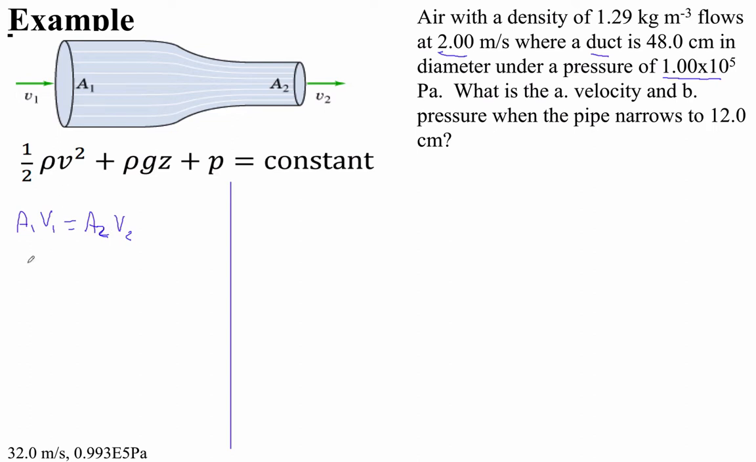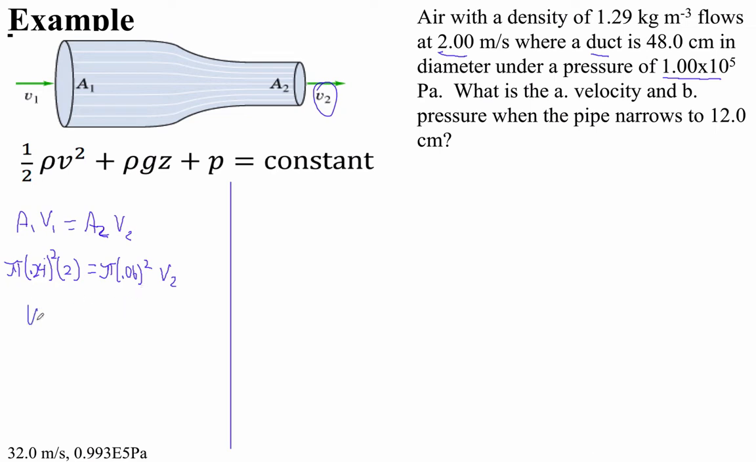It's 48 centimeters in diameter, so we have pi times 24 centimeters in radius, so 0.24 squared, and then it's going 2 meters per second, right? That is equal to, and then it narrows to 12 centimeters, so it's going to be pi times 0.06 squared times V2, and we're trying to solve for V2. Okay, so pi times 0.24 squared times 2, I know I don't have to put the pi in there, but it's too late, I've already done it. Divided by pi times 0.06 squared is 32.